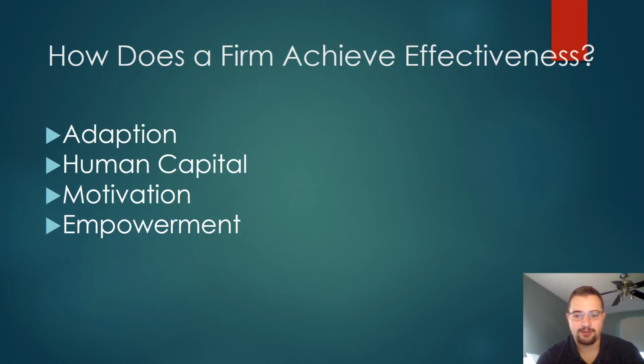So how does a firm achieve effectiveness? The firm's going to have to adapt, over time, especially to external forces. So really, for long-term sales goals, retention of employees, the firm is going to have to adapt in order to stay effective and basically to stay alive.